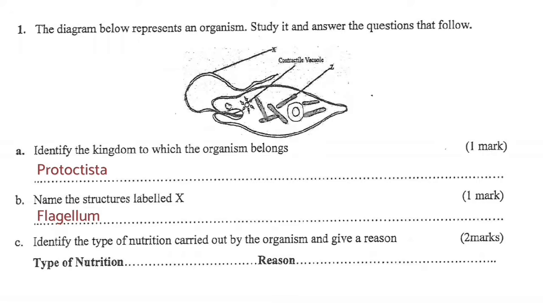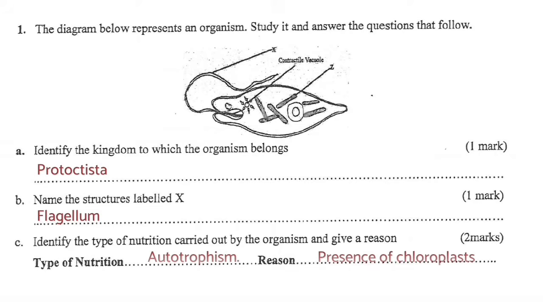Part C. Identify the type of nutrition carried out by the organism and give a reason. Now, when it comes to members of kingdom Protoctesta, these are broadly divided into 2, where you have the algae and the protozoa. Examples of algae: Euglena, Chlamydomonas, Spirogyra. All of these have chloroplasts, and because they have chloroplasts, they are capable of carrying out photosynthesis. So their mode of nutrition is autotrophism.